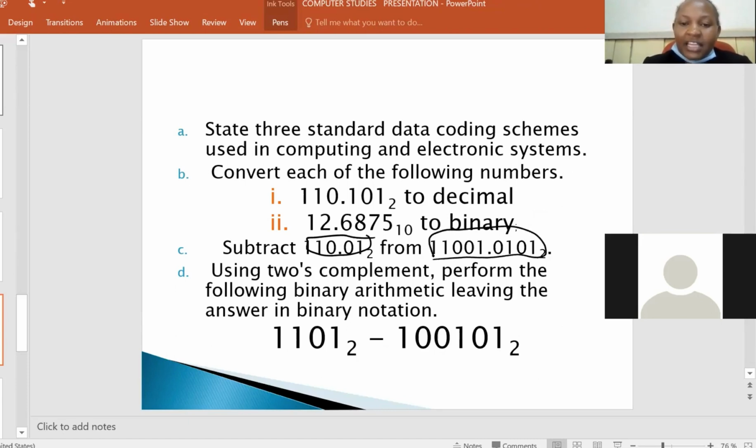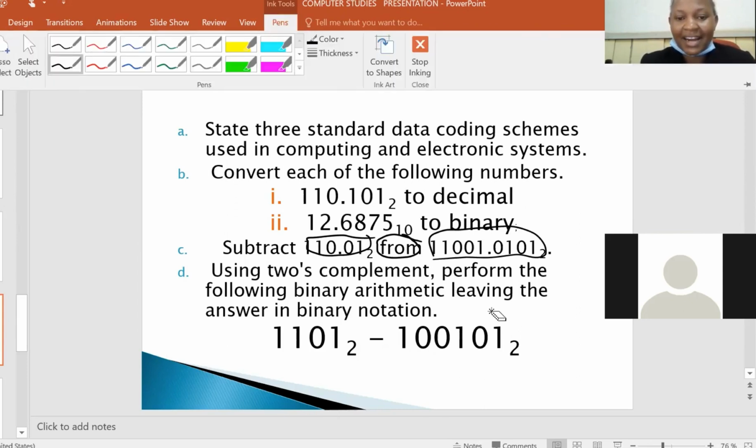So you are supposed to rearrange the order of these numbers. So it will now be 110.01101 minus 110.01. So the word "from" here is a key word in this question that you should note, because if as a candidate you approach it the other way around, definitely you are not going to get the right answer. Then the next question is using two's complement.